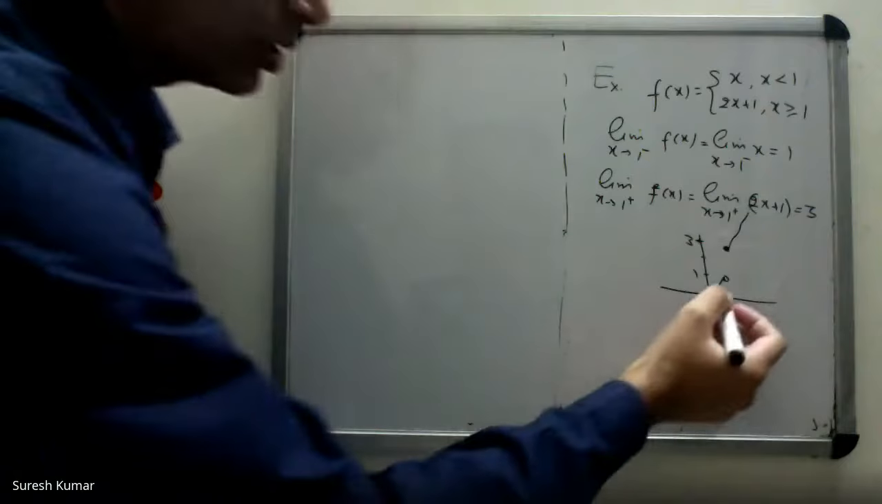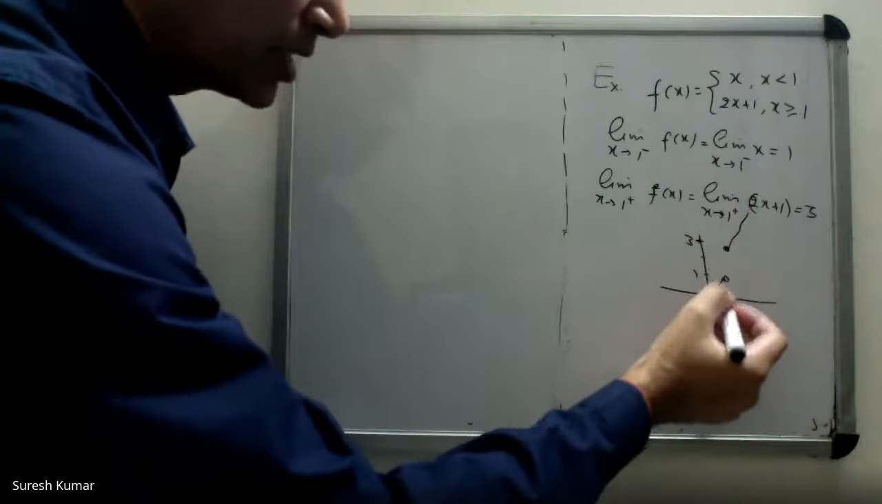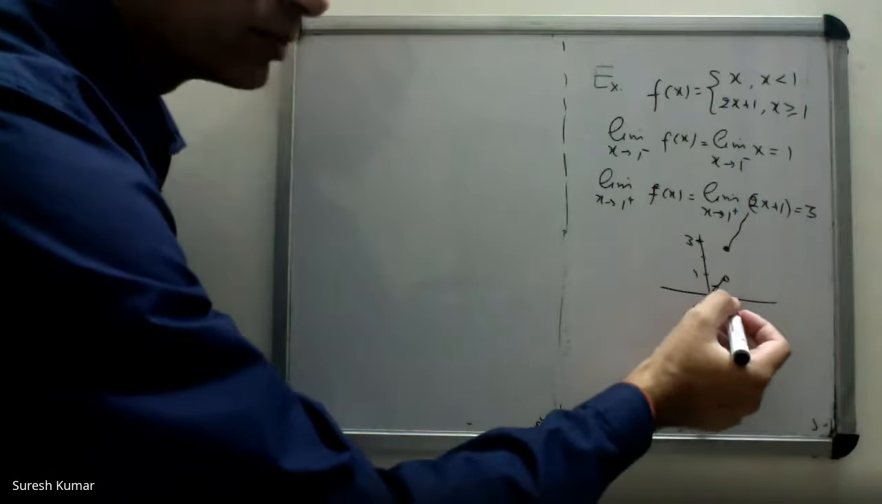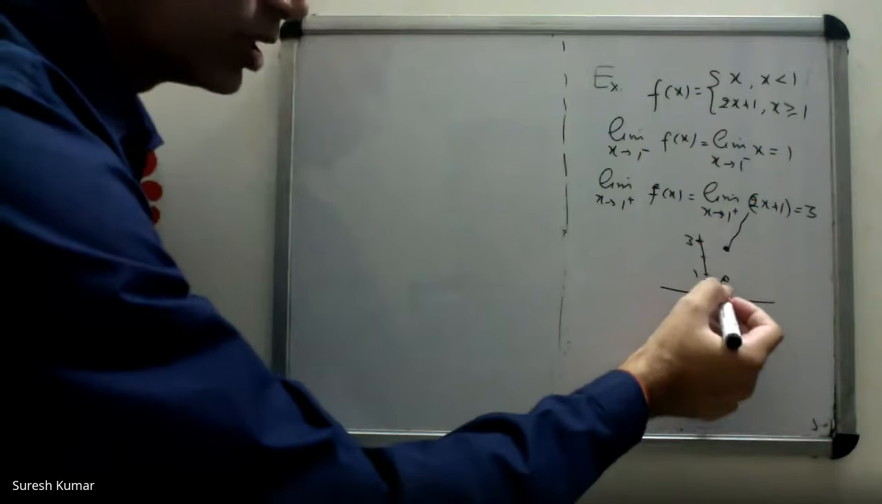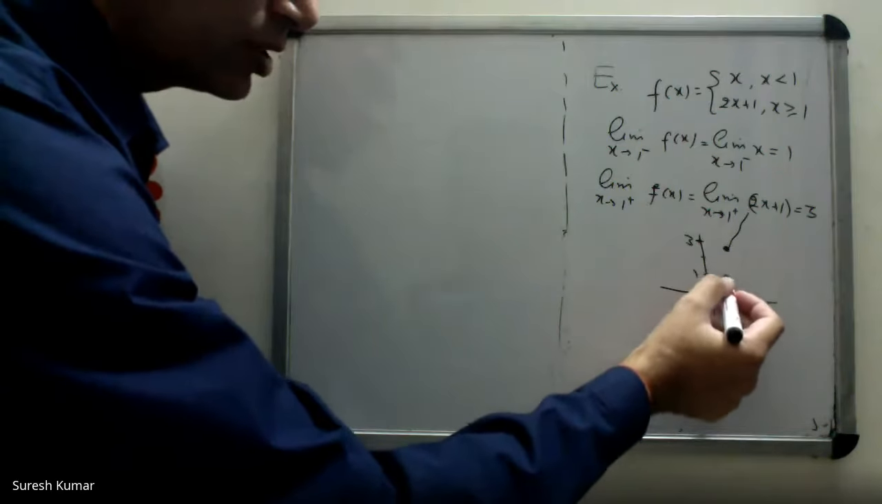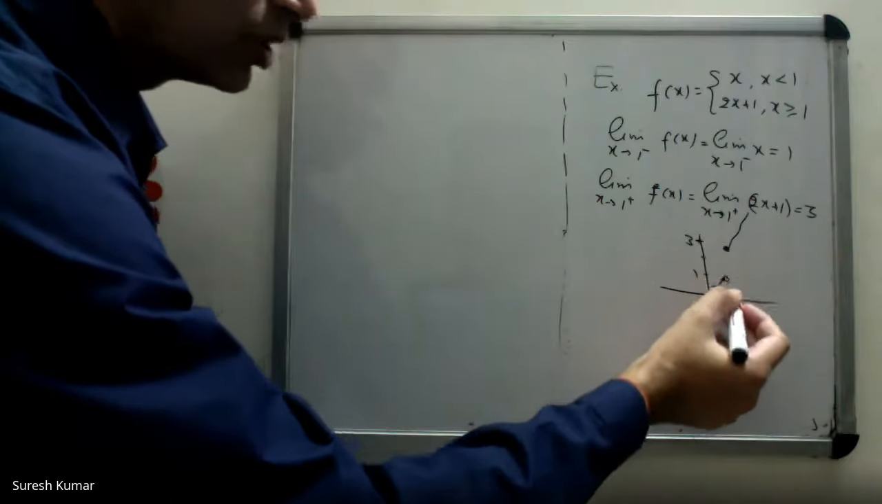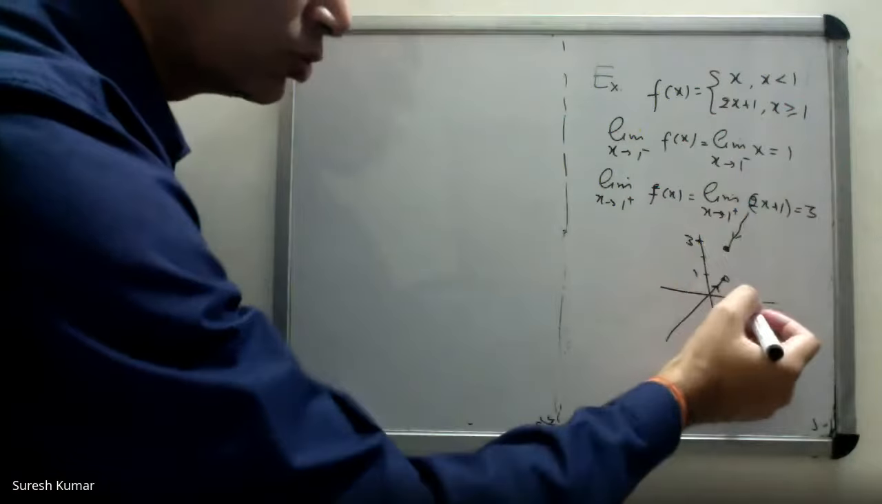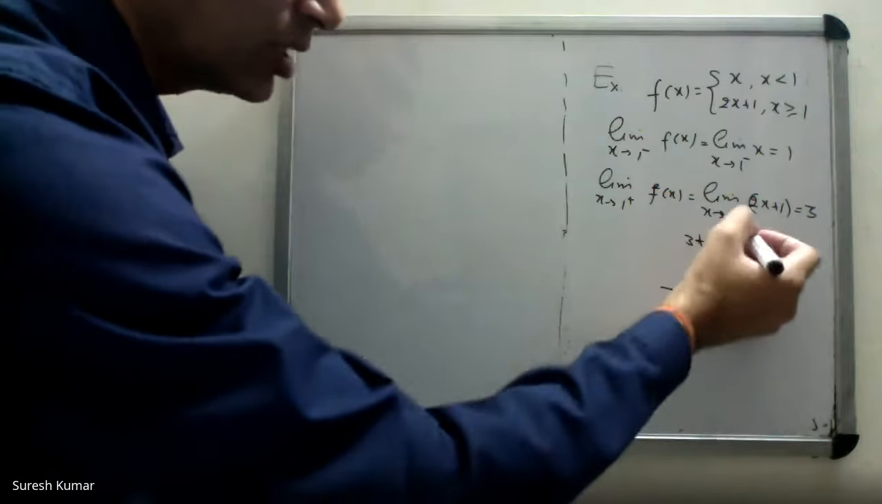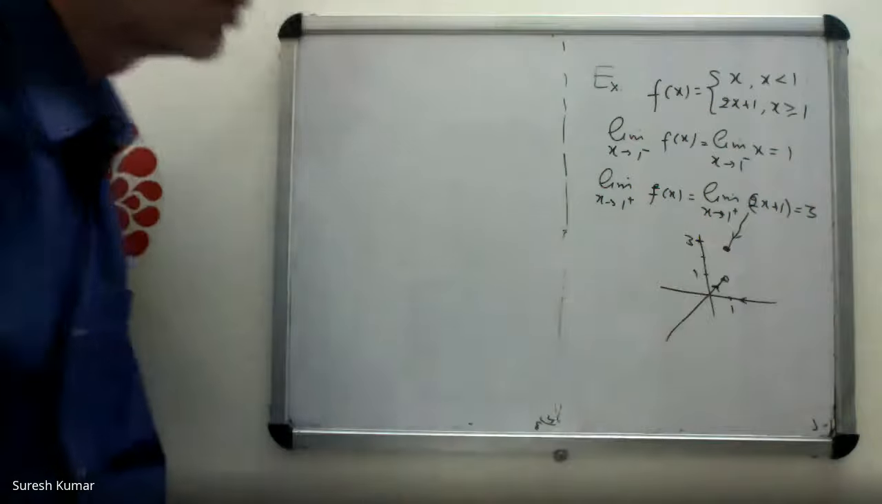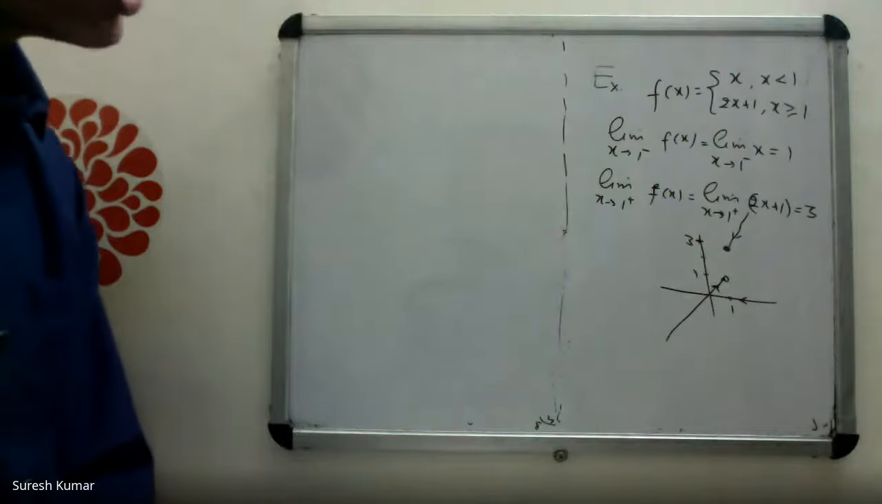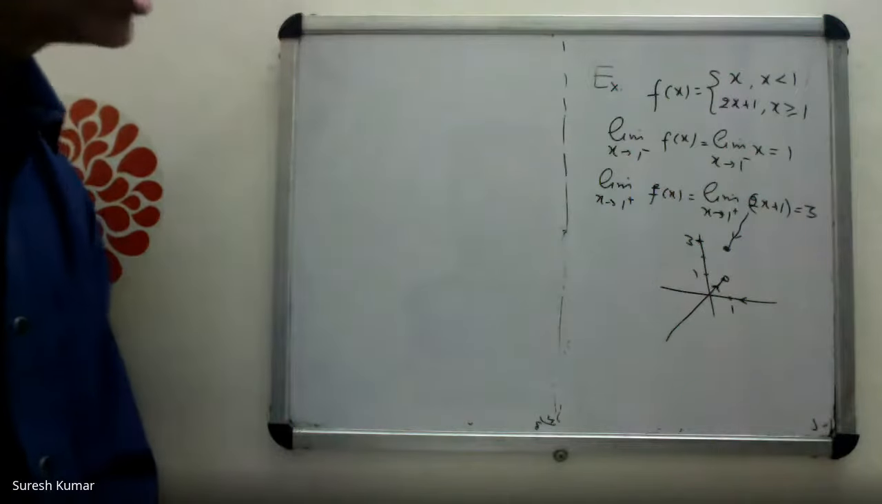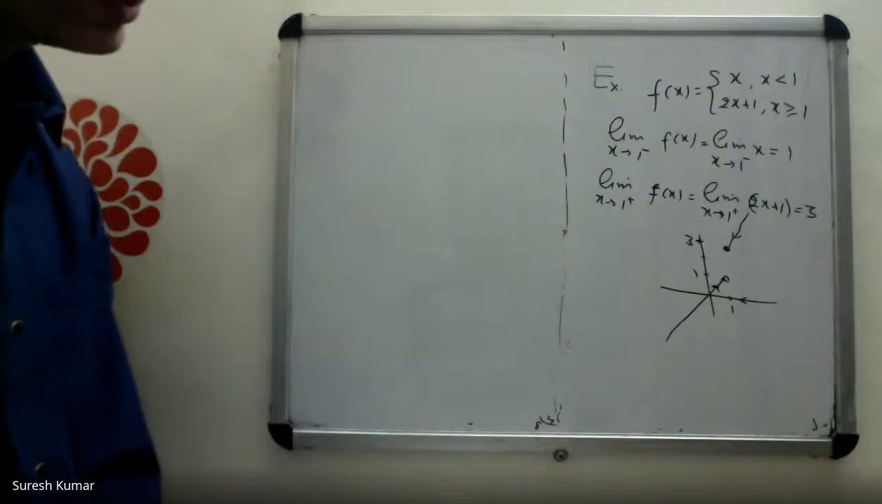So what is happening? As x tends to 1 minus, means from the left hand side, the graph of the function hits at this point, means at 1. So left hand limit is 1. But as x moves to 1 from the right hand side, the graph hits at the point 3. The left hand limit and right hand limit are different. That's why limit of this function does not exist.